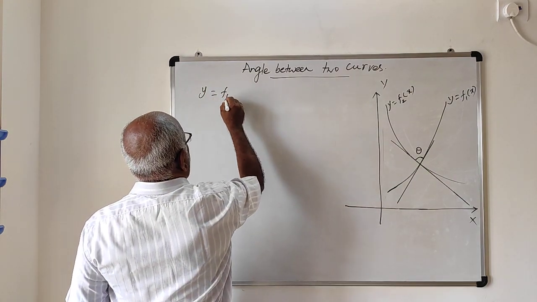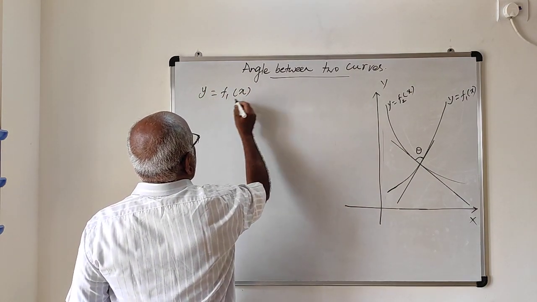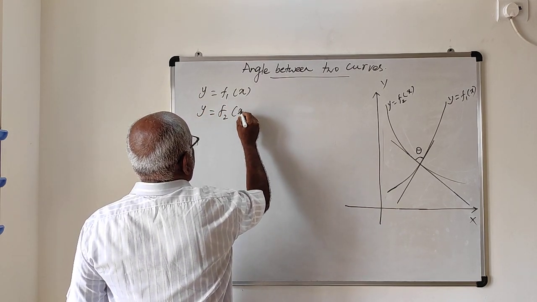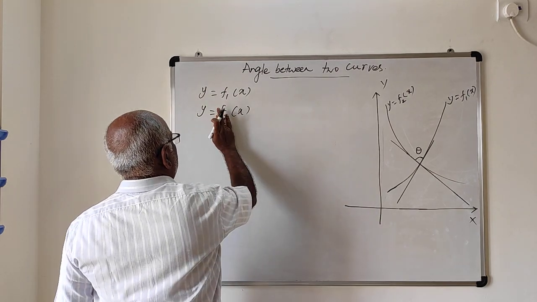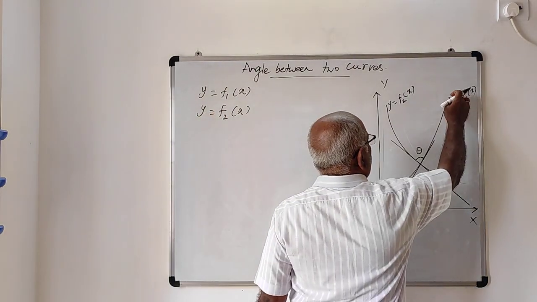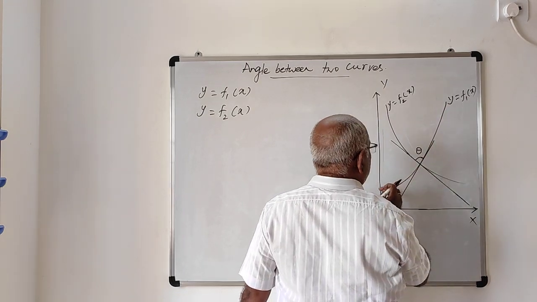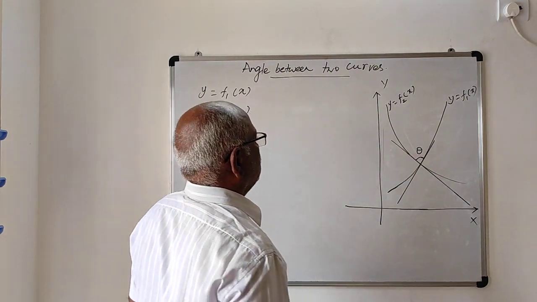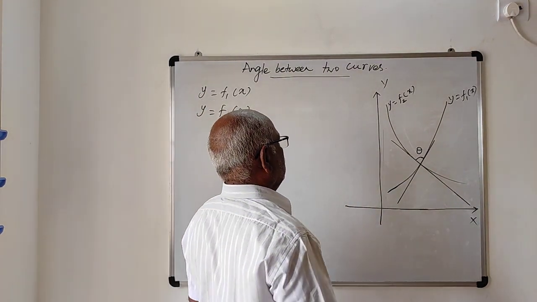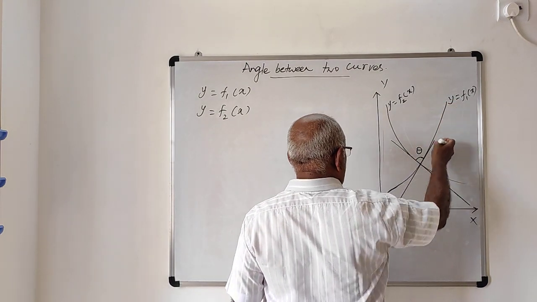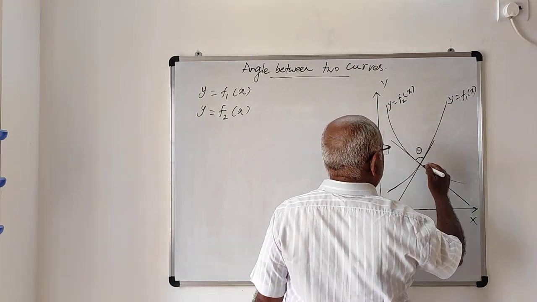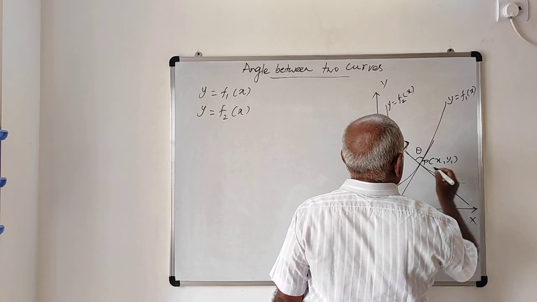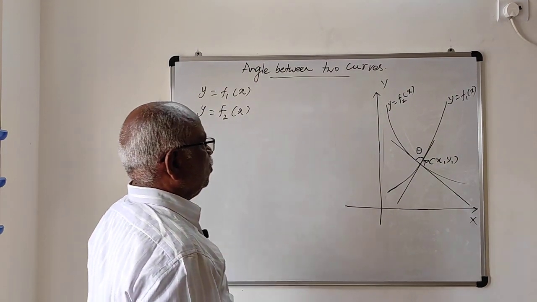y equal to f1 of x is one curve and y equal to f2 of x is another curve. These are the two curves. They intersect at the point P, (x1, y1).